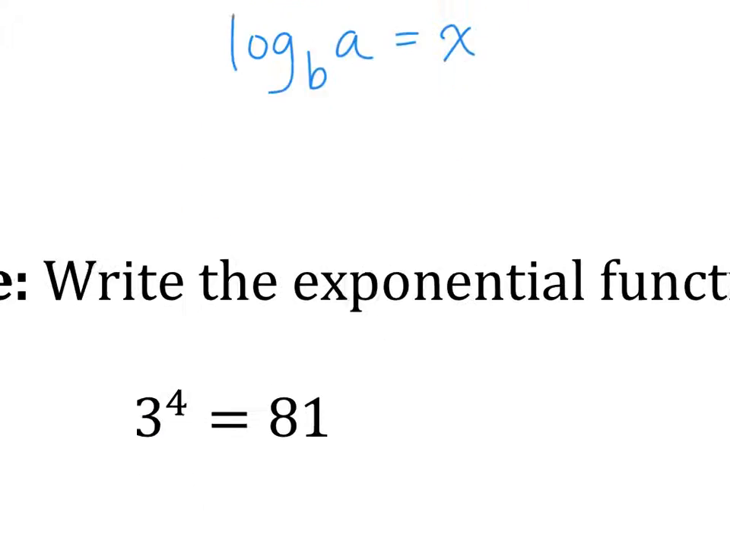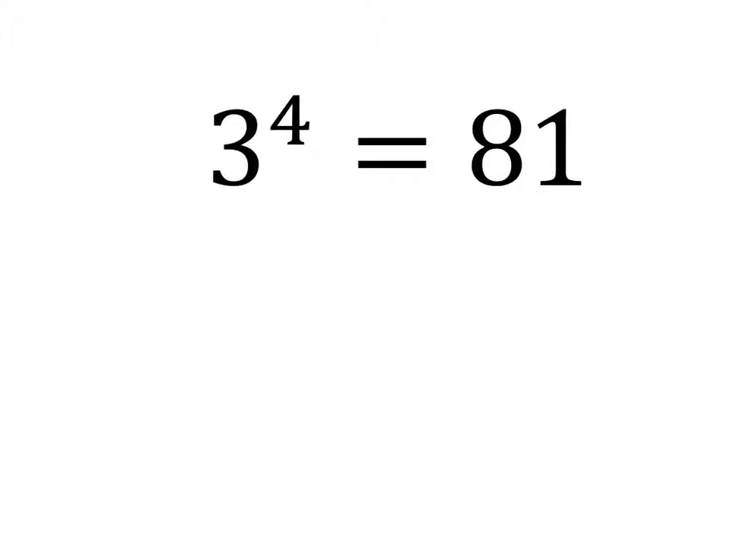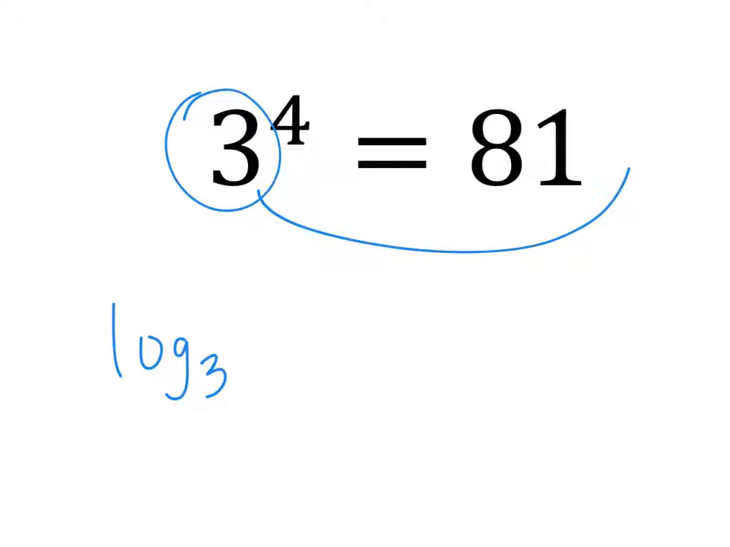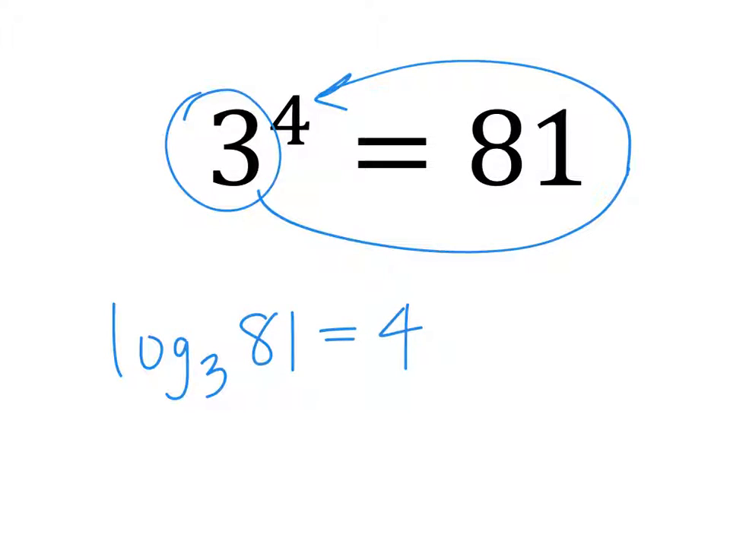Okay, let's try one. 3 to the 4 is 81. Is 3 to the 4 81? Yes. All right, so now we're going to start with the base and change this to log. What number is the base? 3. Good. So log base 3. I'm going to go around to 81, and then turn back around to 4. So equals 4. Good? Start with the base, go around, come back.